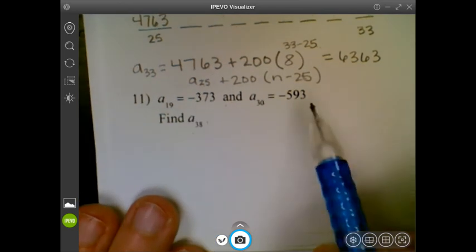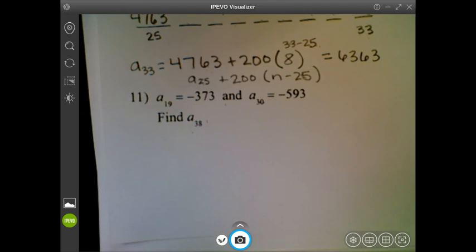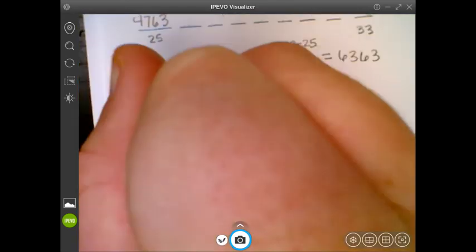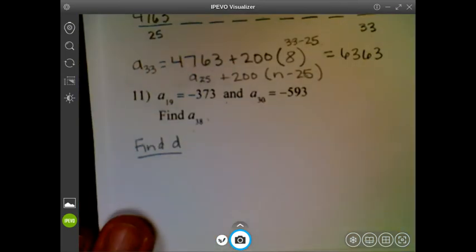So the first idea here is we need to figure out D. In order to figure out any term, you have to know D. So I'm going to split this into two parts. The first part is to find D. There are actually quite a few ways you could figure it out.